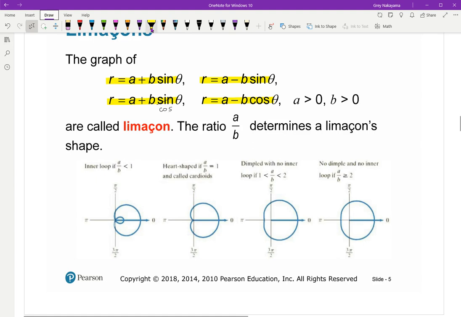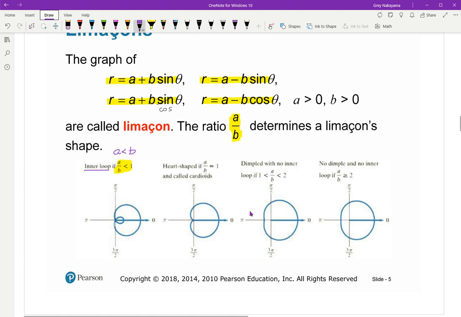How do you decide which of these it is? You look at the ratio between a and b. You all need to remember this. If a is less than b, that's kind of easier to me. Another way of saying that, if a is less than b, then you have to remember that it's a limaçon with a loop. There's lots of L's: a is less than b, it's got a loop.